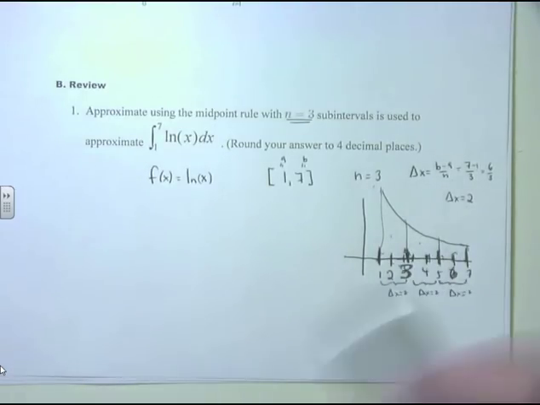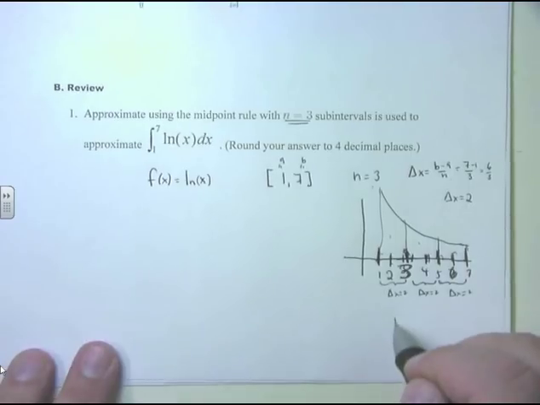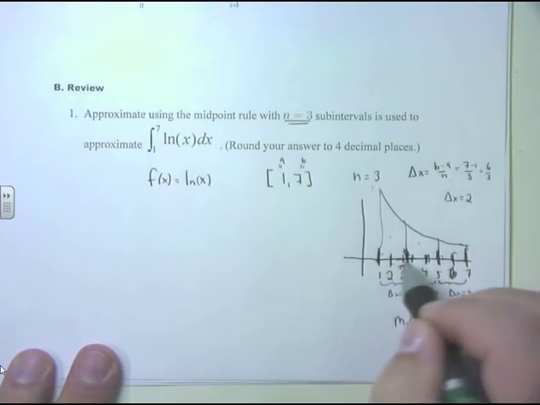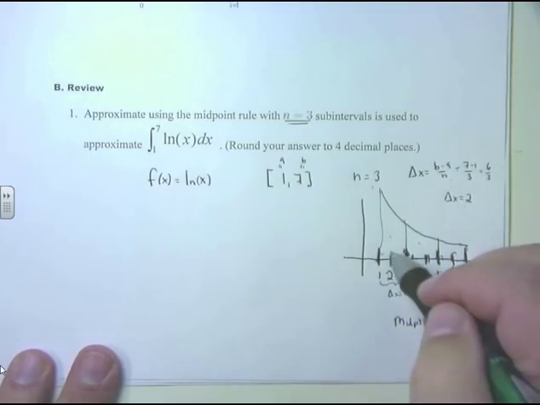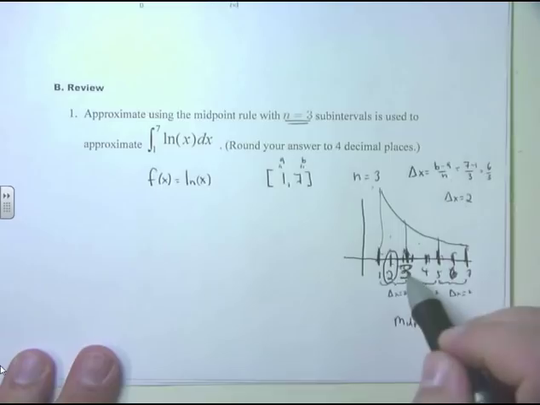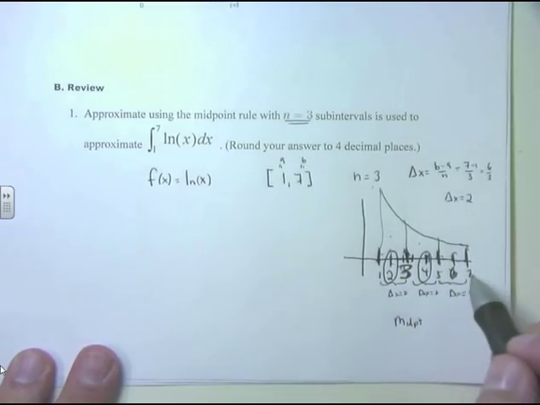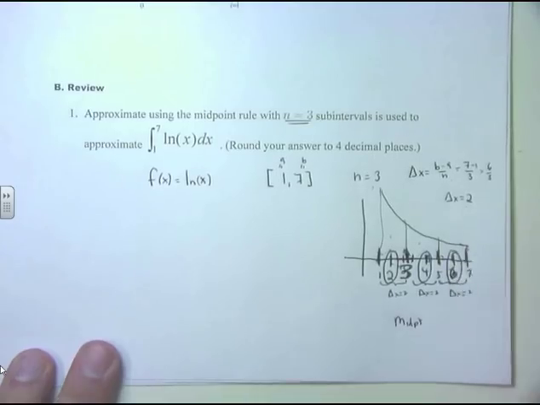But we wanted midpoint. Midpoint, we have to use the point in between the endpoints. Between 1 and 3, the number is 2. Between 3 and 5, the number is 4. Then between 5 and 7, the midpoint is 6.